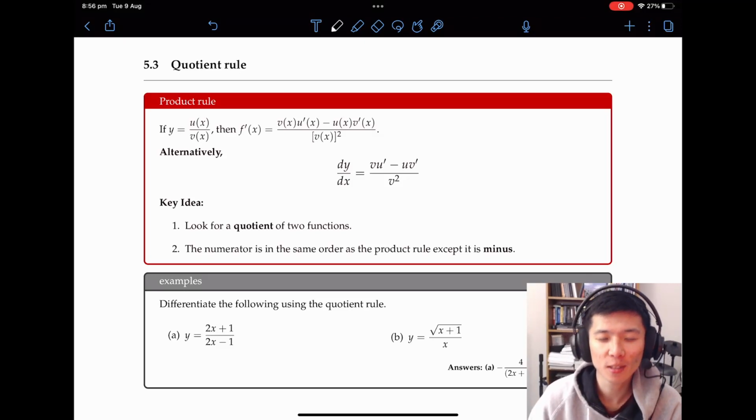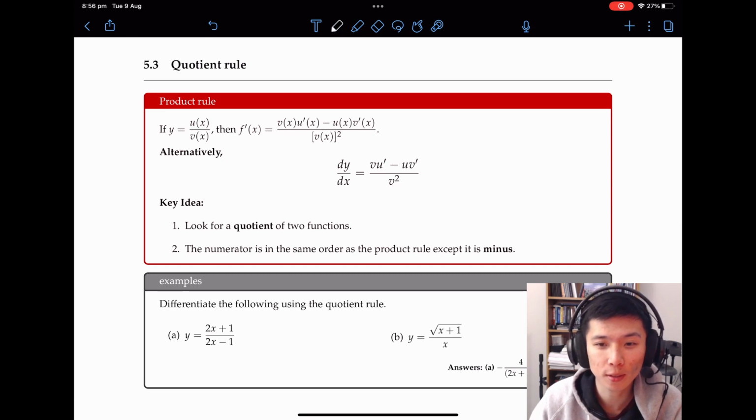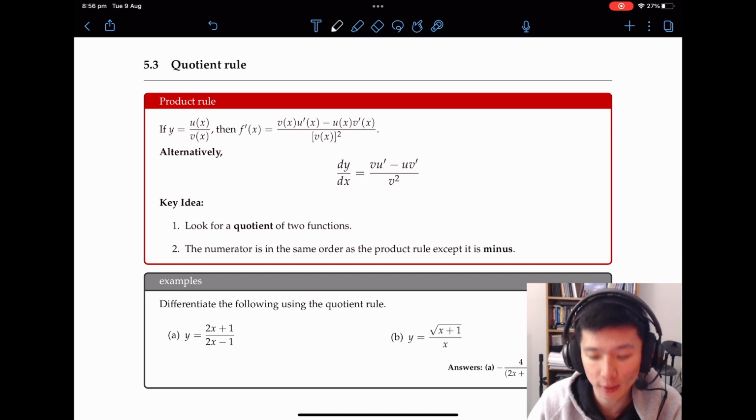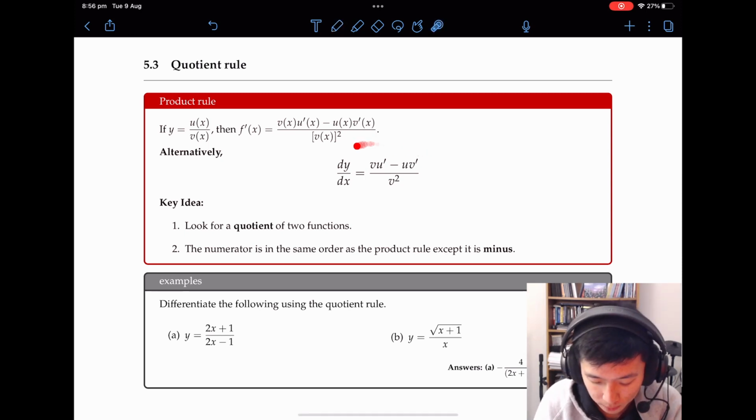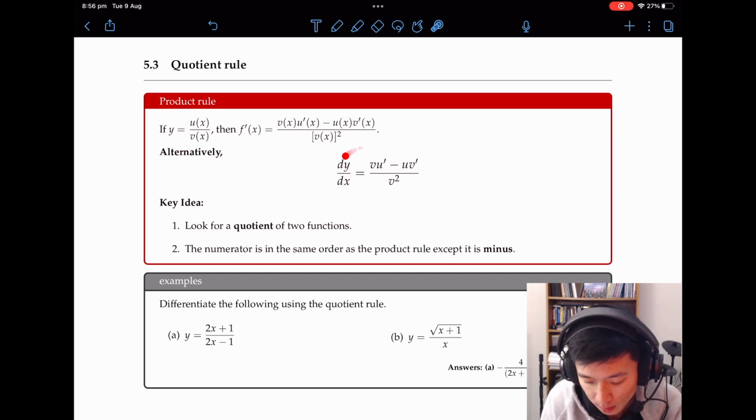Hi Year 11. In this video I will be teaching you the quotient rule and how to use it and in which situations you would use it. So let us begin. The quotient rule is written for you here. dy/dx is equal to (vu' minus uv') divided by v squared.